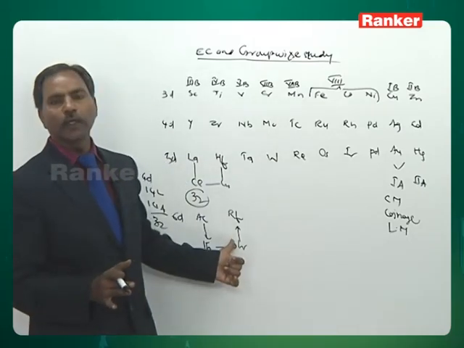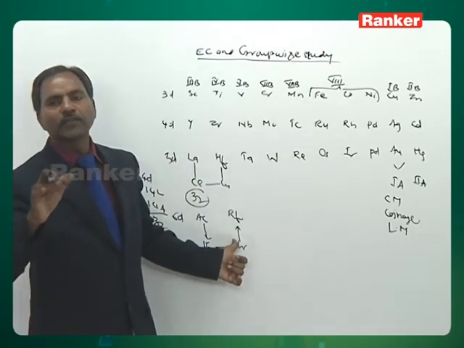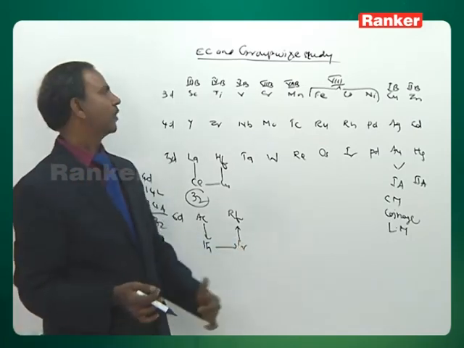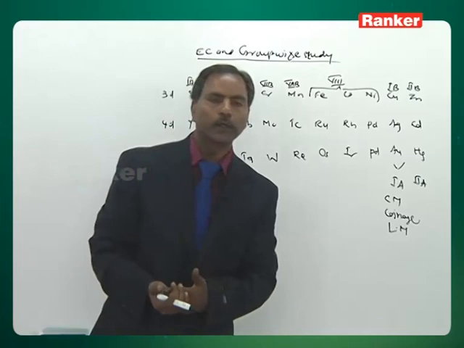Moreover, this third B group resembles the properties of the third A group of elements, the boron family. Next, coming to the fourth B group.